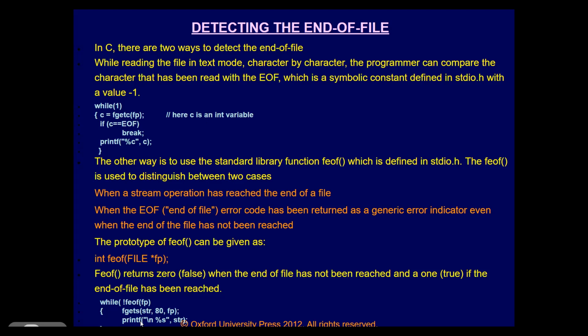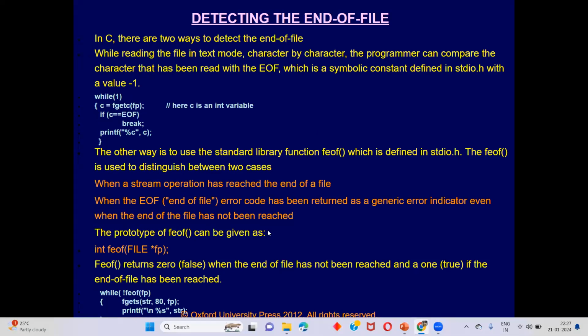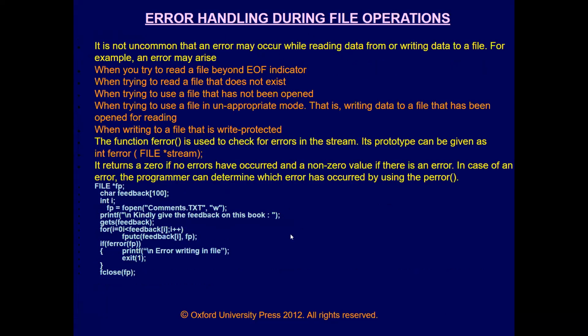So both methods are used to iterate through a file until the end of the file is reached, and each has its own advantage. The first method checks the character read against the EOF constant, while the second method uses the feof function to detect the end of the file. This method is more useful for error handling during the file operation.